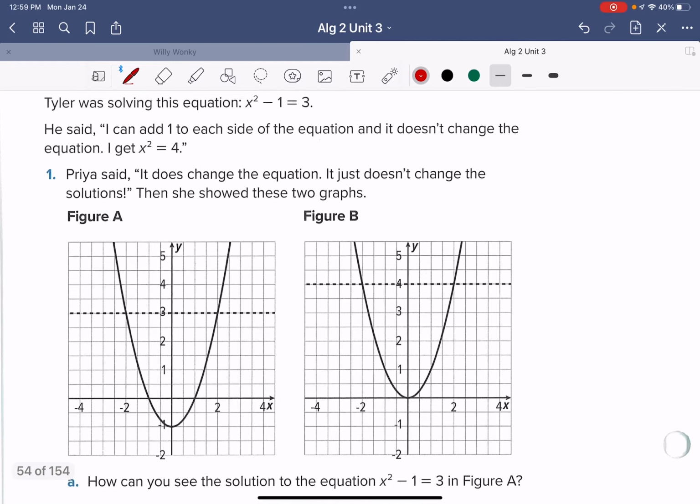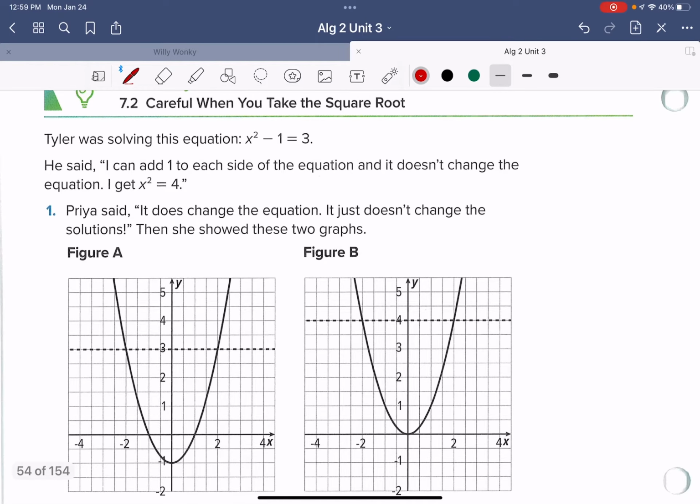All right, if we look here, we have x squared minus 1. That's a parabola that's moved down one space. So see, it's down here a space. And we want to know, when is that equal to 3? So when is the parabola equal to 3? Well, right here at 2 and negative 2. So if you look down, negative 2 and 2, that's when the parabola is equal to 3.